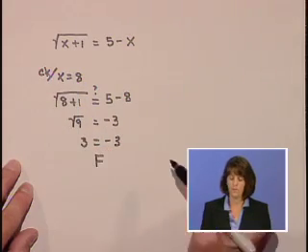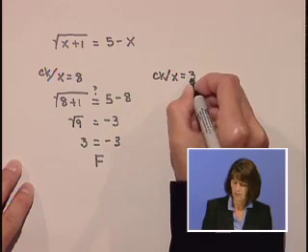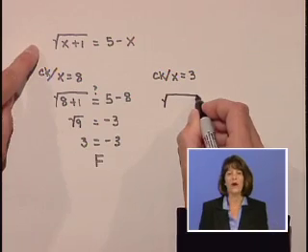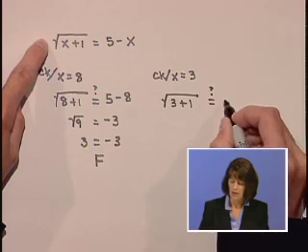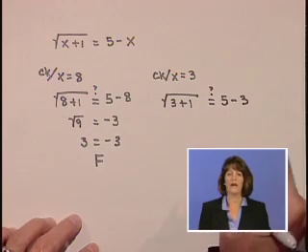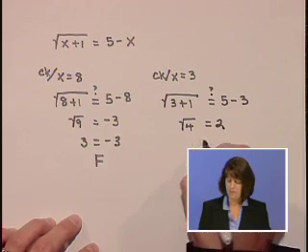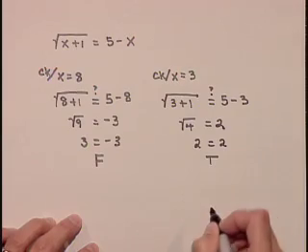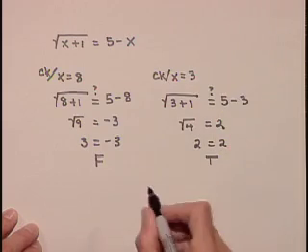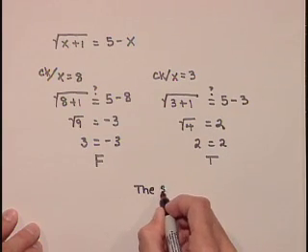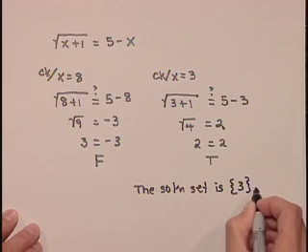It does not work. Next, let's check x equal 3. Plugging it into the original equation, this becomes the square root of 3 plus 1. Is that equal to 5 minus 3? In other words, is the square root of 4 equal to 2? Yes, it is. This is a true statement. X equal 3 is indeed a solution to this equation. Let's go ahead then and say that the solution set is the value of 3.